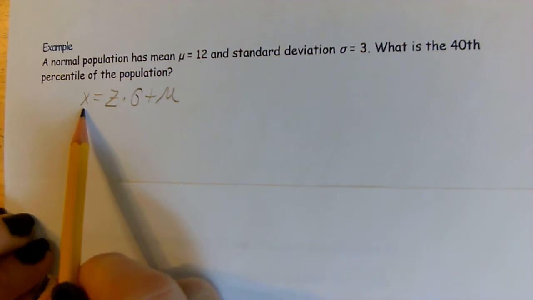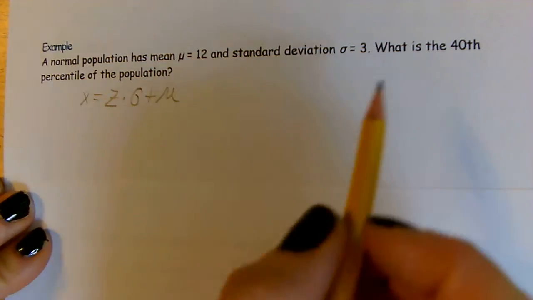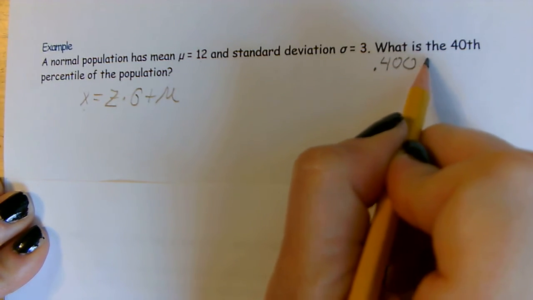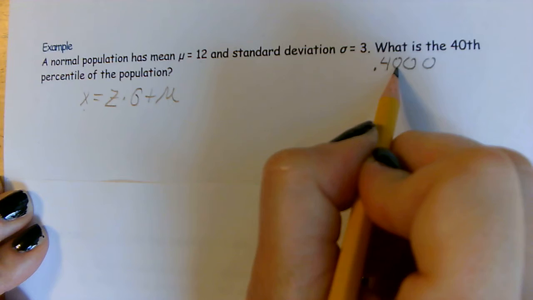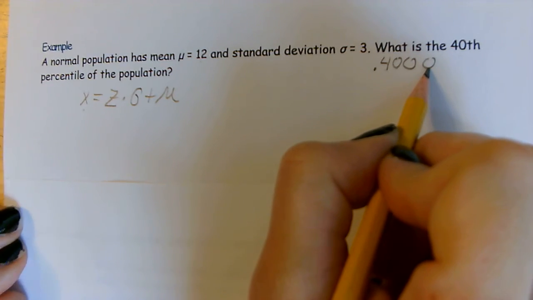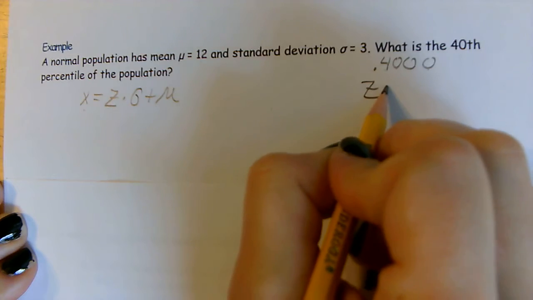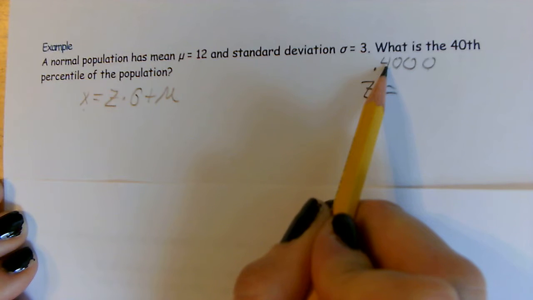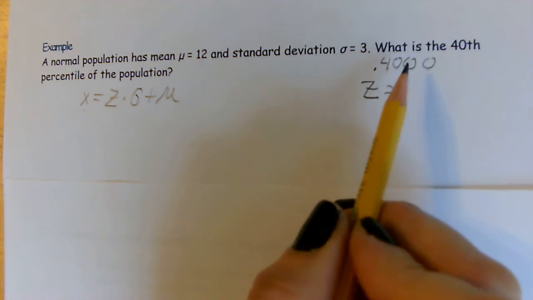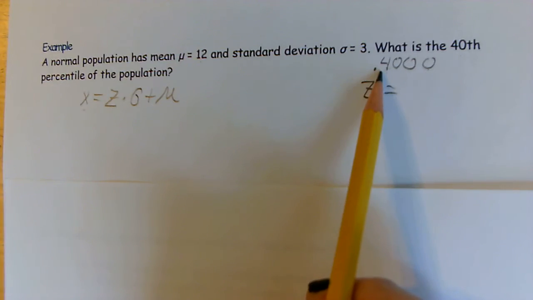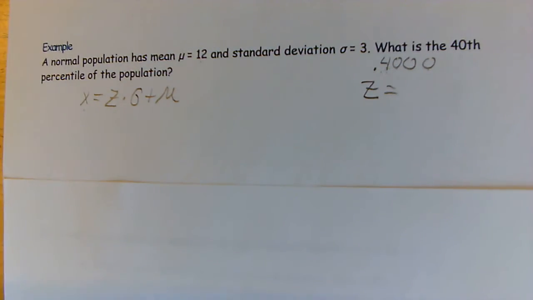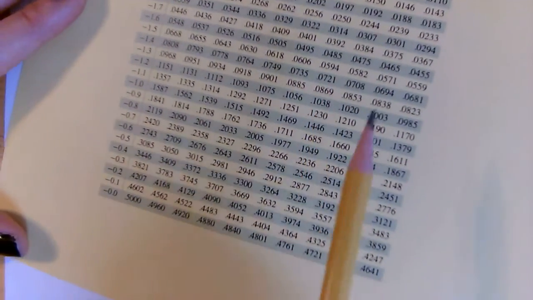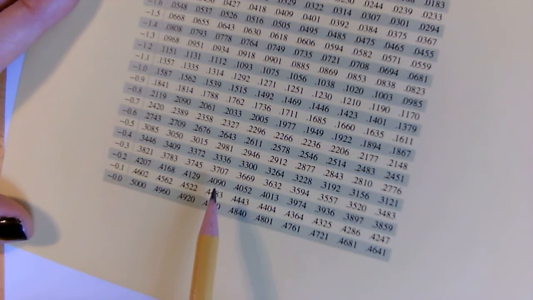So I know I'm going to be solving for the normal value, and I'm going to use my table to get the z-score that is closest to 40%, or 0.4000. So I'm looking inside my table to find out what z goes with this, the area closest to this that I can find in my table. Because I'm below 50, I'm going to be on the negative z-score side. I'm below the mean, so I'm literally looking for the number closest to 0.4000.